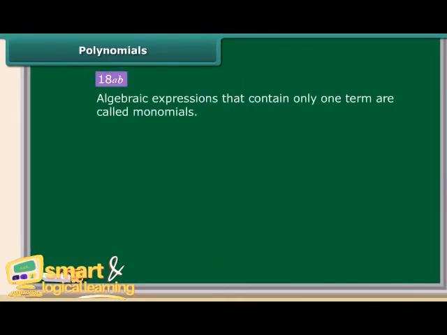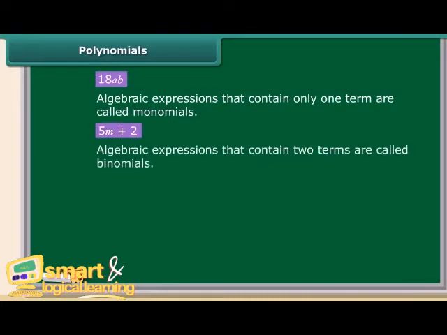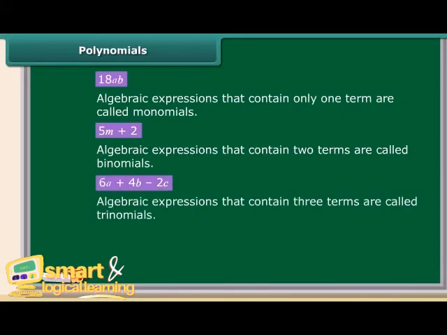Children, see this algebraic expression. It has only one term. This type of algebraic expression is called monomial. Now, is 5m plus 2 a monomial? No, it has two terms. This type of algebraic expression is called binomial. The expression 6a plus 4b minus 2c is not a binomial because it has three terms, right? So this type of algebraic expression is called trinomial.